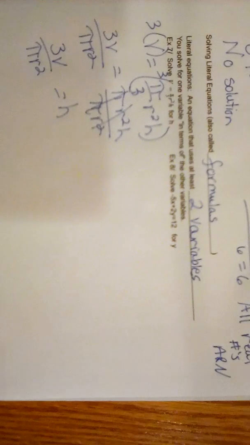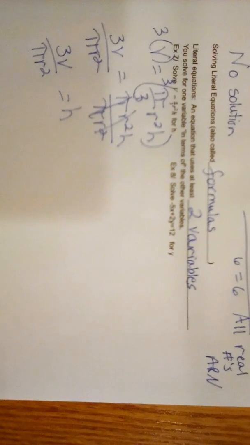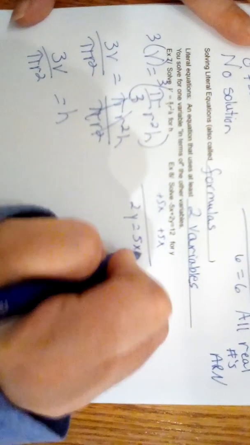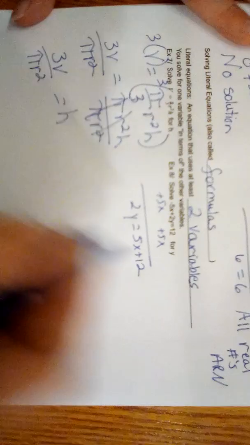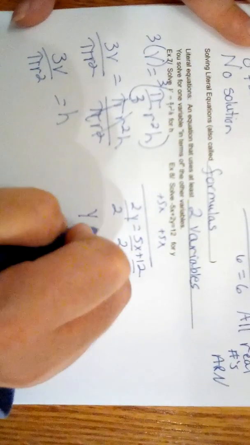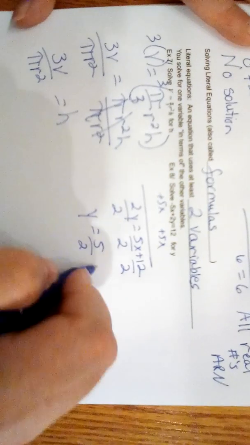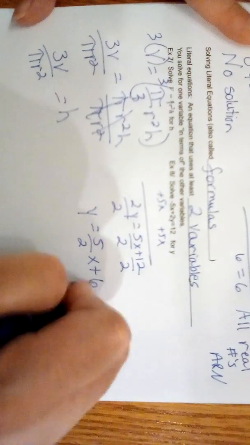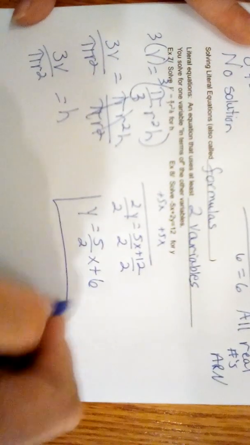Okay, example 8. Solve this equation for y. Okay, so we're going to get y by itself, so I have to add 5x. Okay, and then I need to divide by 2. And I can simplify. 12 divided by 2 is 6. So that's solved for y.